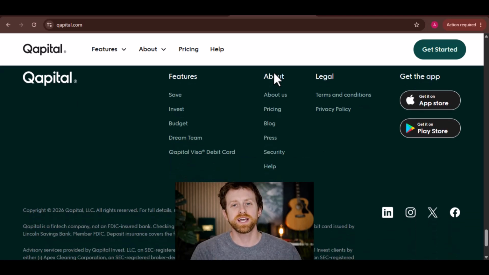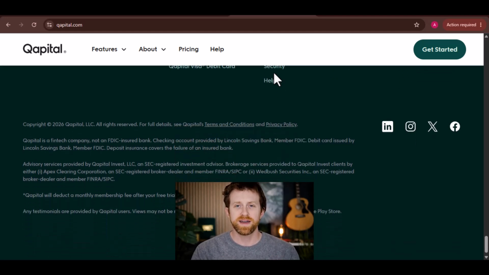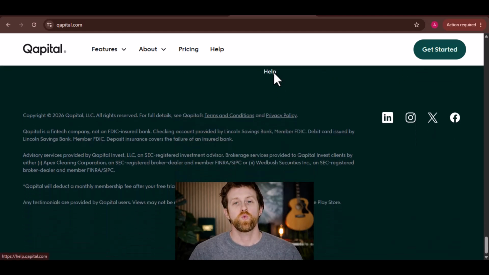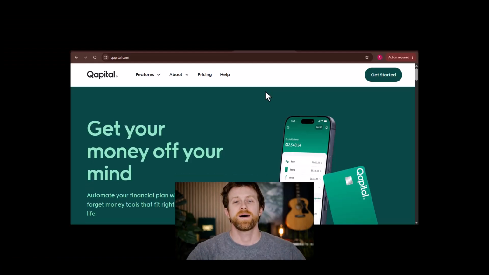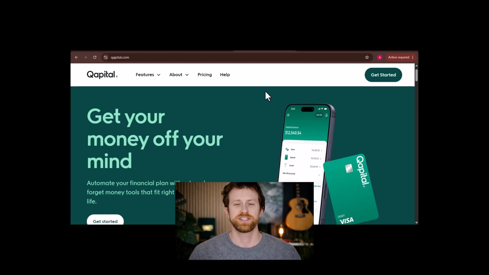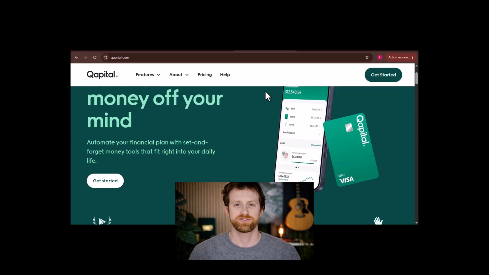The second rule is about the cost of speed, and this is where I need you to stand strong and protect your cash. Qapital offers something called an express withdrawal. If you are in a massive rush, they will let you move your money instantly, settling the very same day, as long as you do it before 2 p.m. Eastern Time on a weekday.